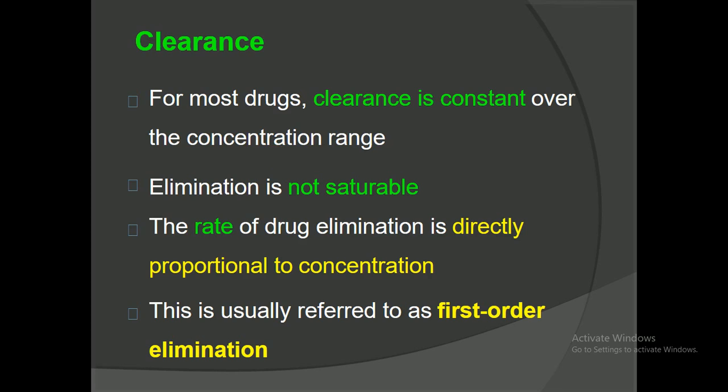Now come to drug clearance. As we remember, half-life is equal to 0.693 multiplied by volume of distribution divided by drug clearance. Now, drug clearance can be defined as follows: for most drugs the clearance is constant over the concentration range, but the elimination is not saturable.